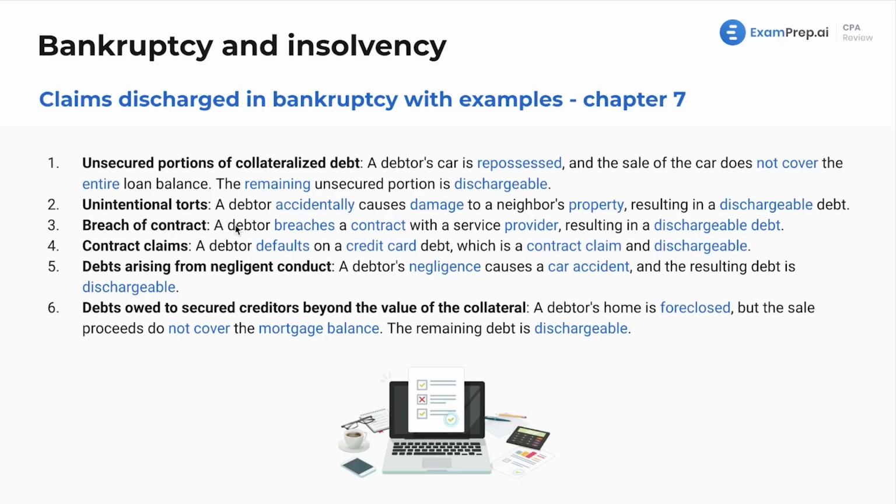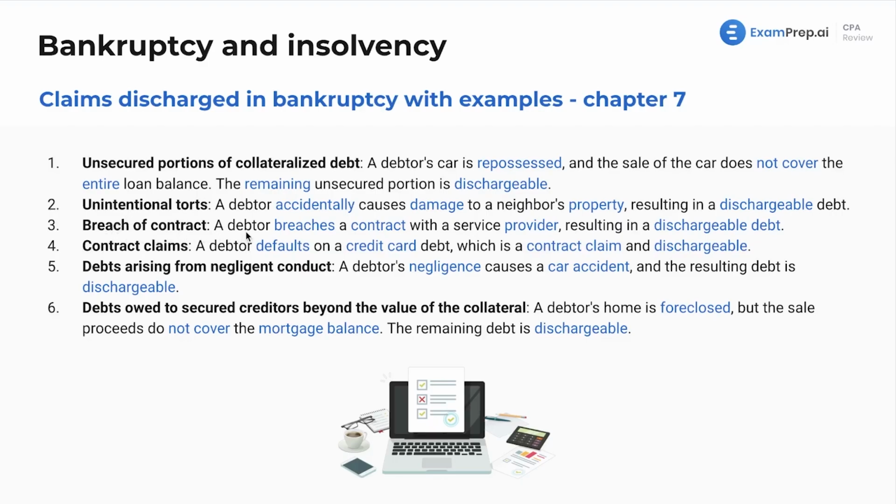Unintentional torts. Well, if a debtor accidentally causes damage to a neighbor's property, resulting in a dischargeable debt. This is, again, something that you will be discharged. That's an unintentional tort. Now we'll see if you go and you purposely smash your neighbor's car. That is going to likely not be able to be discharged in bankruptcy.